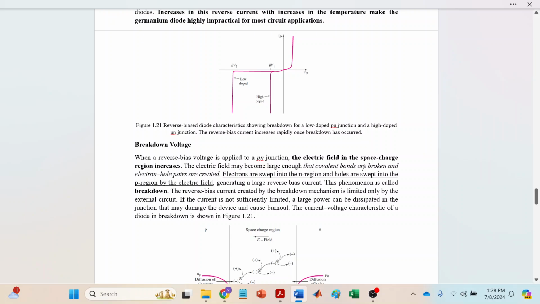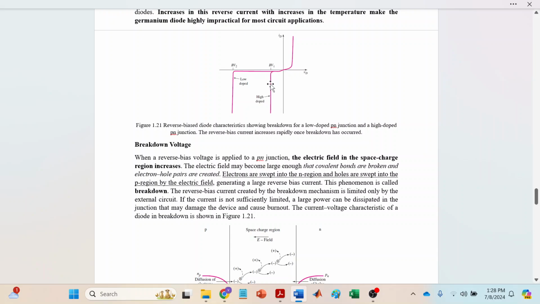This phenomenon is called breakdown. The reverse bias current generated is limited by the external circuit, so it depends on the external circuitry involved. If the current is not limited, a large power will be dissipated as a result of the breakdown in the PN junction, and it may damage the device and cause burnout. But if the circuitry limits the current being supplied, then it may not cause much havoc. So we can see the IV characteristics of a diode in breakdown.